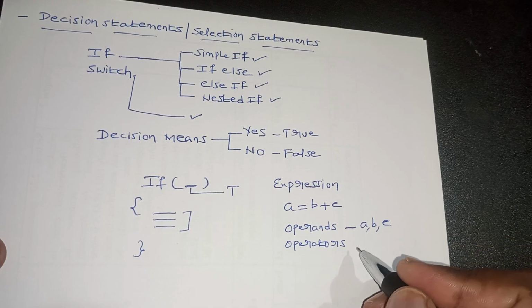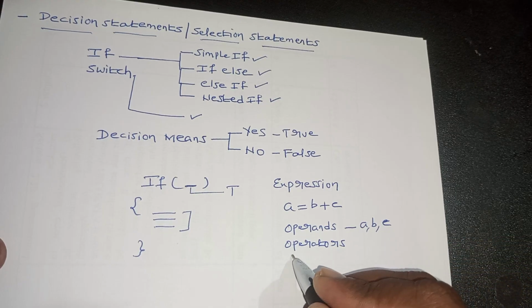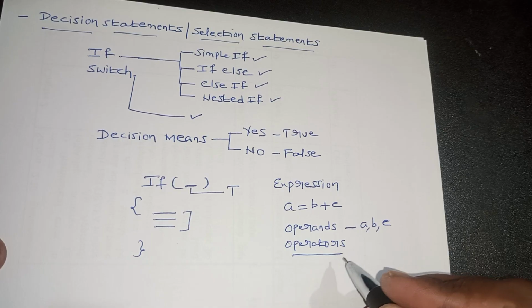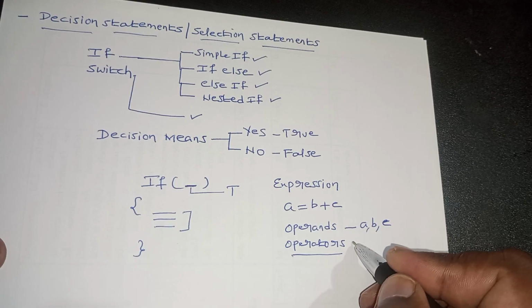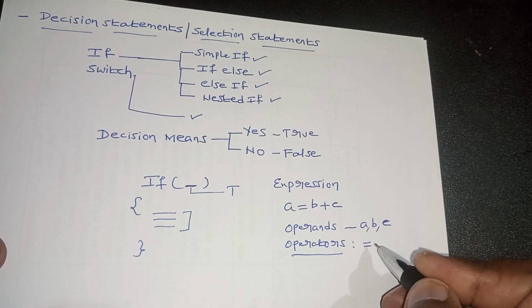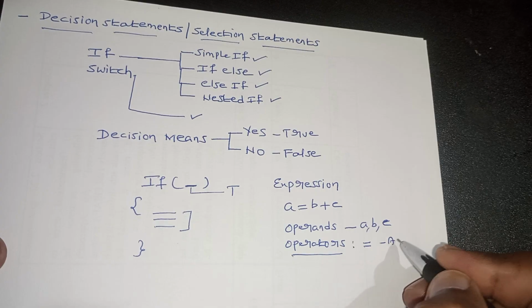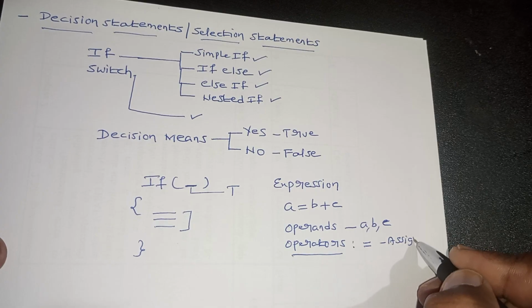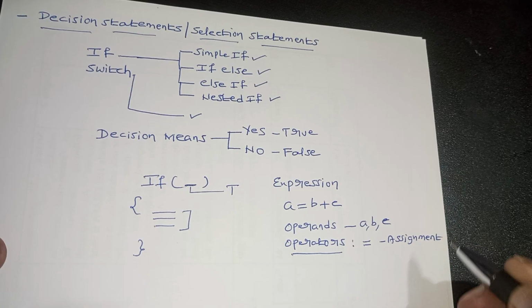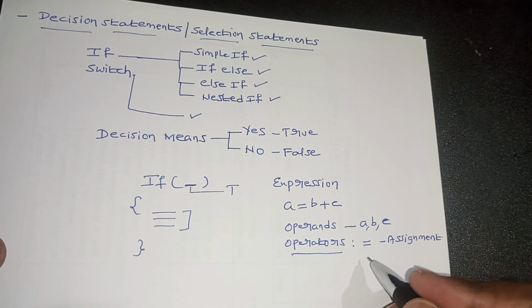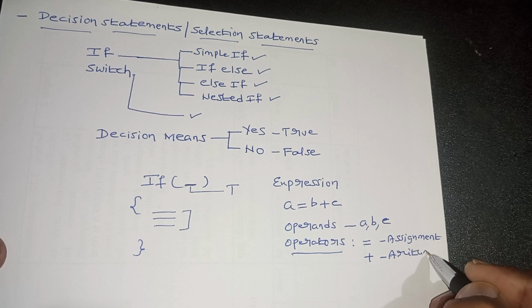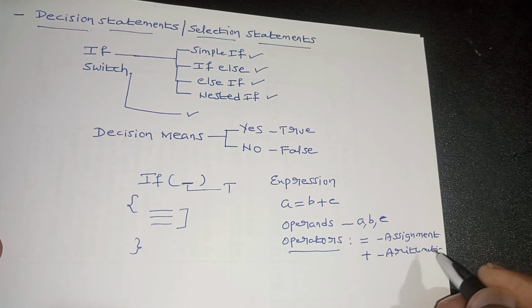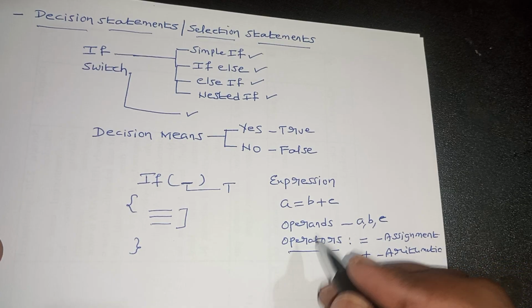Now, what are the operators? For this topic I will take one complete video. It is a very big topic, so I will take examples one by one. In this expression I have two operators. One is equal to, which is called the assignment operator, and plus is the arithmetic operator. This is called an expression.